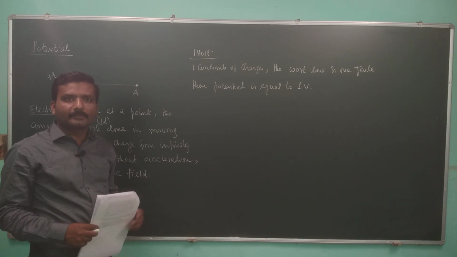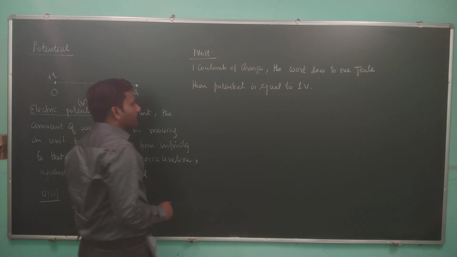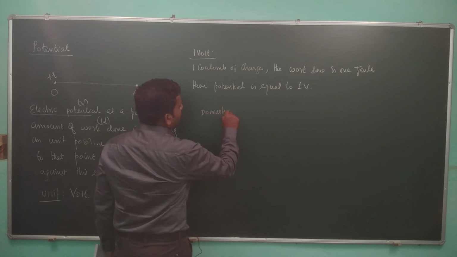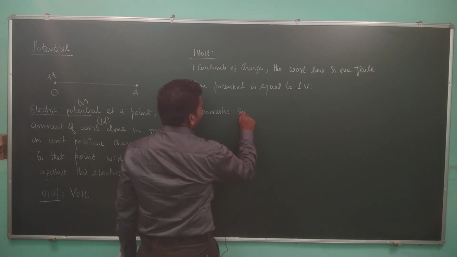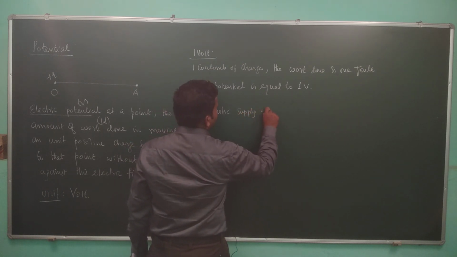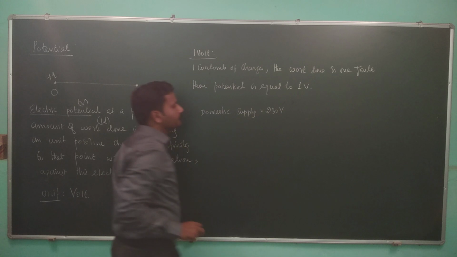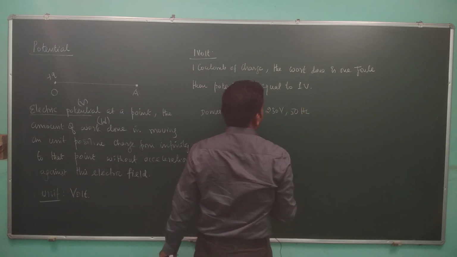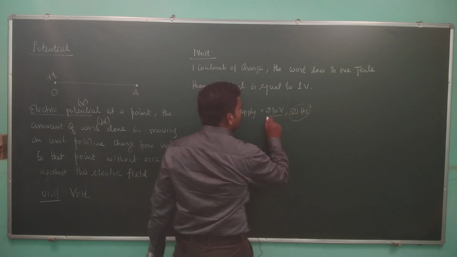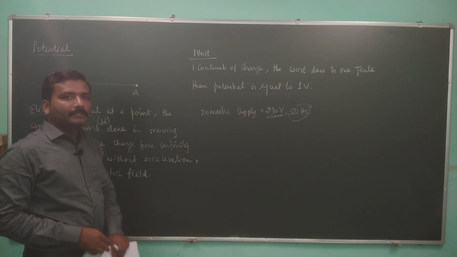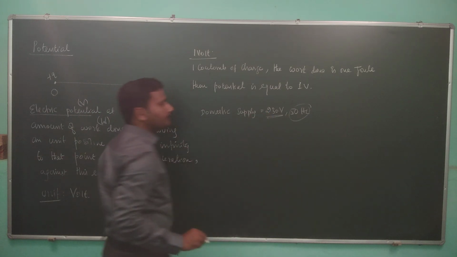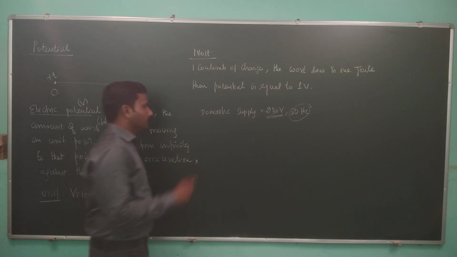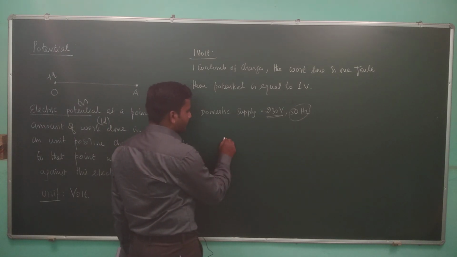Got it? Right. Now, you see, you are telling that the domestic supply has 230 volt, 50 hertz. Okay, we are not going into this. 230 volt. We have defined 1 volt. Then how do you understand 230 volt? Isn't it? Good. What you have imagined is correct.